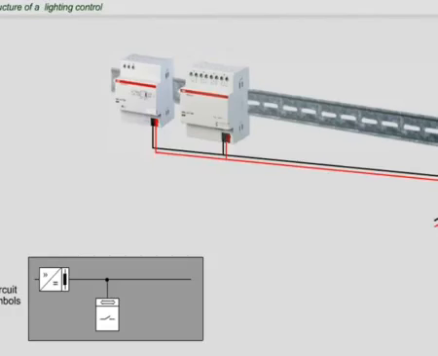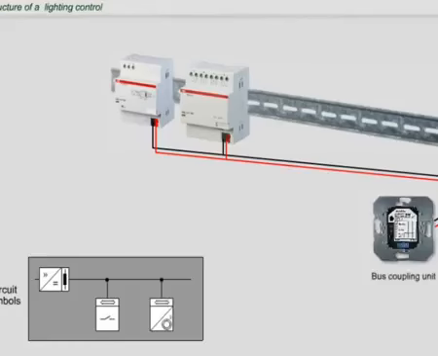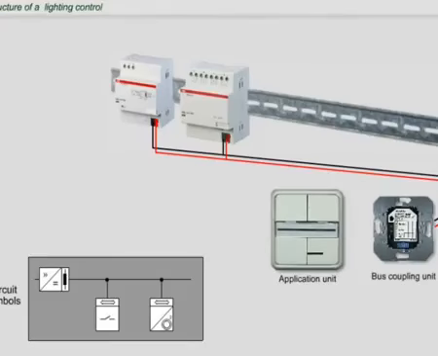A screened twisted wire pair serves as a bus line. All EIB KNX devices can be connected to the line. Push buttons are composed of a universal flush-mounted bus coupling unit and an application unit, which is also called an application module. Both devices have to be from the same manufacturer.